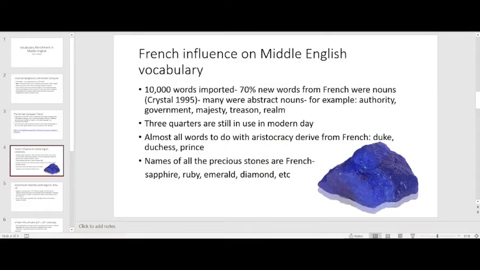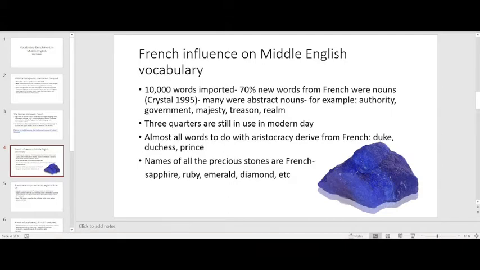In terms of the French influence on Middle English vocabulary, well, it was quite immense, really. 10,000 words, as said by the video, were imported from France. 70% of new words from French were nouns, and many were abstract nouns, which were needed because there were a lot of new concepts like government, majesty, treason, authority. A lot of new things which France brought to England at this time. Three quarters are still in use today.